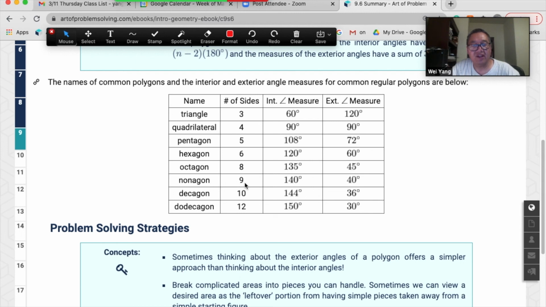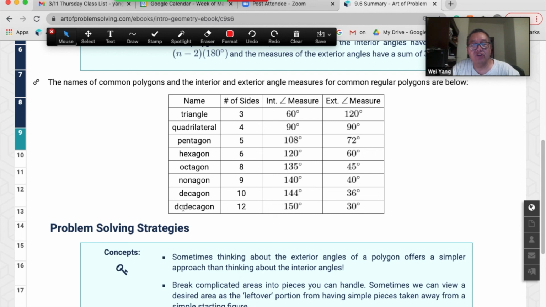Okay, the nonagon, that's 9 sides. Each interior angle equals 140 degrees. For exterior angles, if you extend this one, you get 40 degrees. 40 times 9, you get 360 degrees. For the decagon, you have 10 sides. Each interior angle equals 144 degrees. And each exterior angle will equal 36 degrees. 36 times 10, that's 360 degrees again.